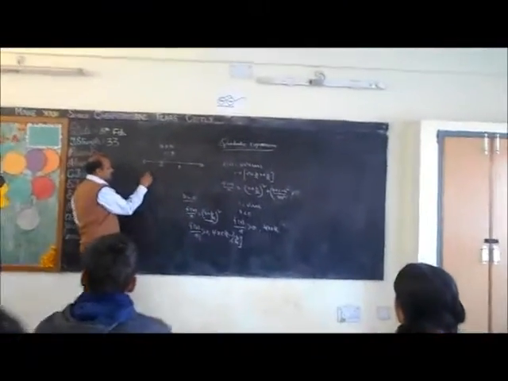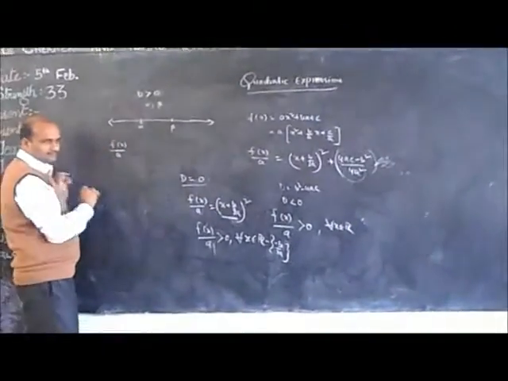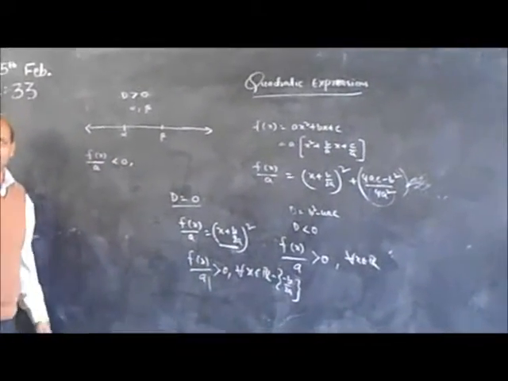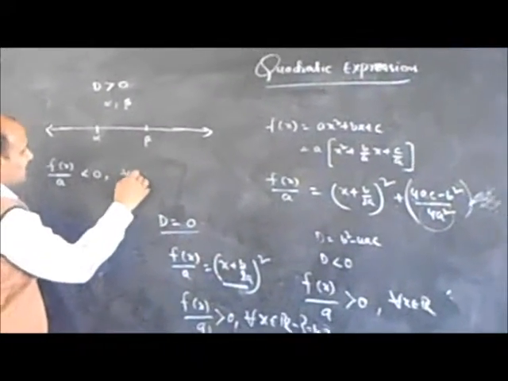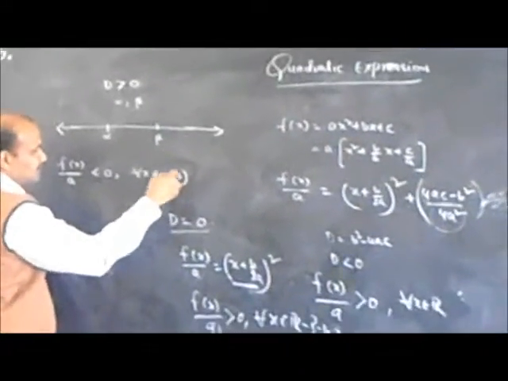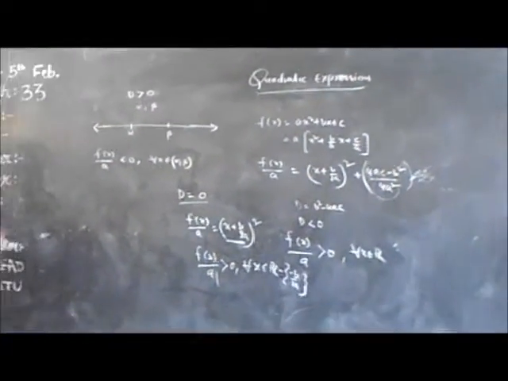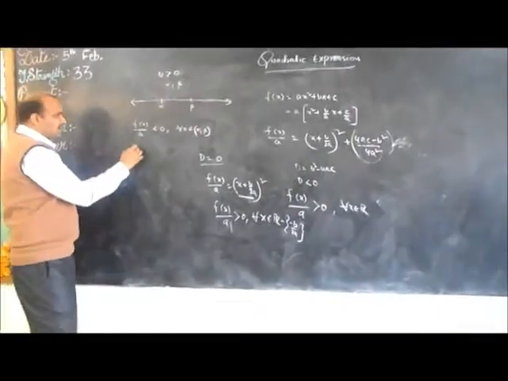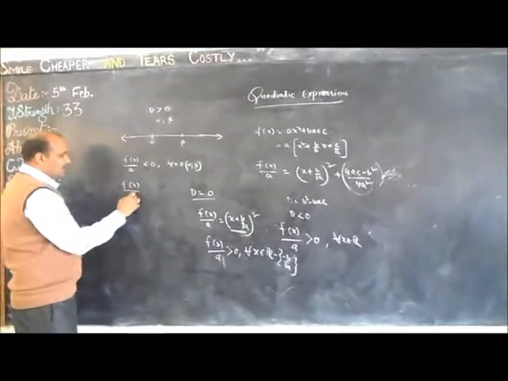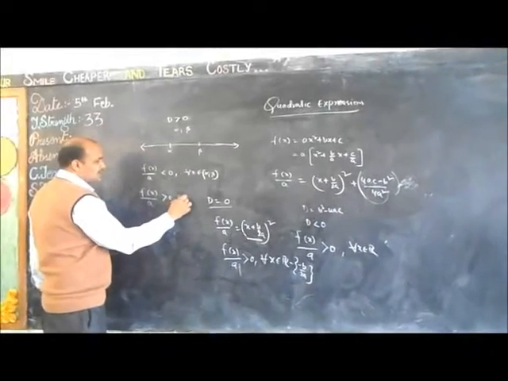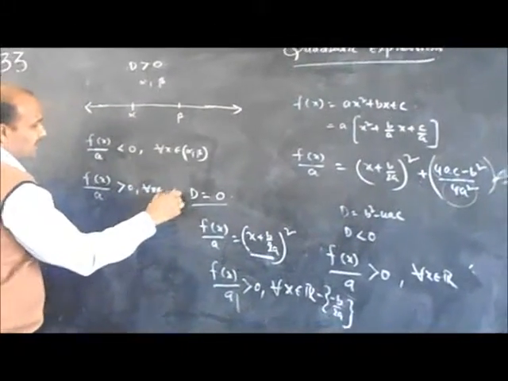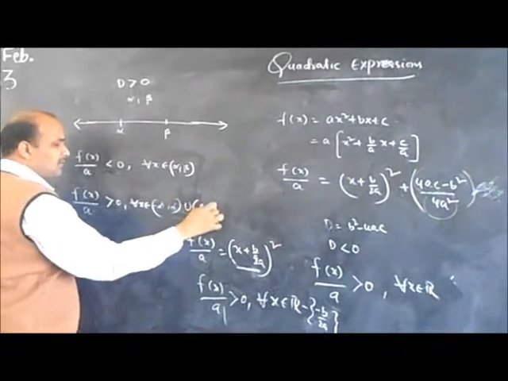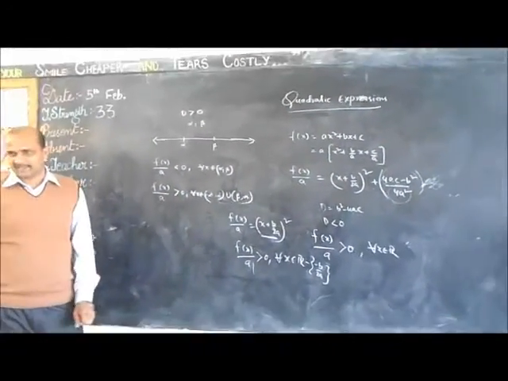Now what happens in this case? F of x by a is less than 0 for all x belonging to the interval alpha comma beta. Between alpha and beta, if you take any value, the expression f of x by a is less than 0. The other case is f of x by a is greater than 0 for all x belonging to minus infinity to alpha union beta to infinity. These are the cases.